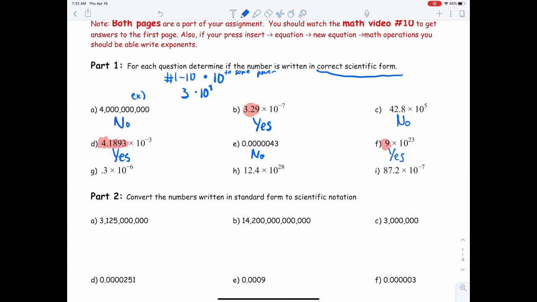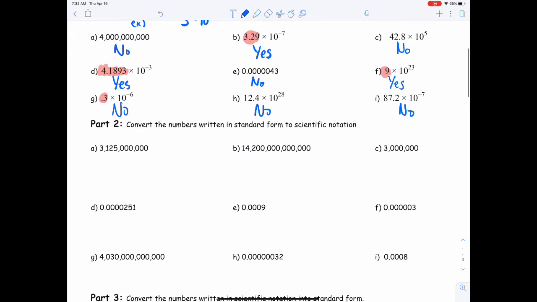Okay, let's try G, H, and I. You could pause the video and give that a try. G will be no. 0.3 is not a number between 1 and 10. Neither is H, and neither is I.